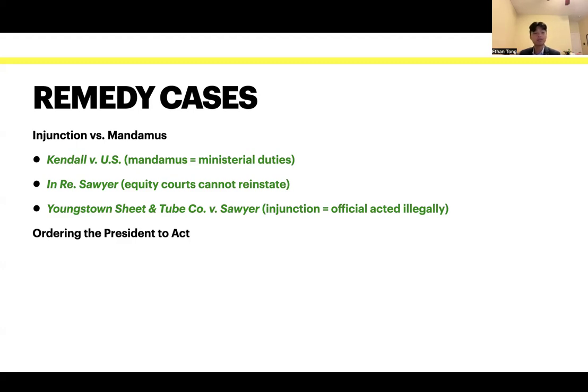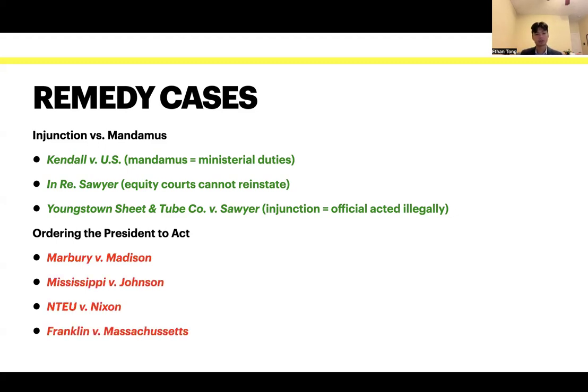Especially if he has discretion. But even if he doesn't, it seems like a radical move for the courts to tell the president to act in a certain way and to exercise his discretion in a certain way, mostly because that violates the separation of powers. That means that the judicial is ordering the executive to do a certain thing, which means that the judicial has basically taken an executive action. There are 4 key cases here that discuss this question of ordering the president to act: Marbury versus Madison, Mississippi v. Johnson, NTEU v. Nixon, which is a DC Circuit case, and Franklin v. Massachusetts. Let's talk about each of them, and that will conclude our video for today.